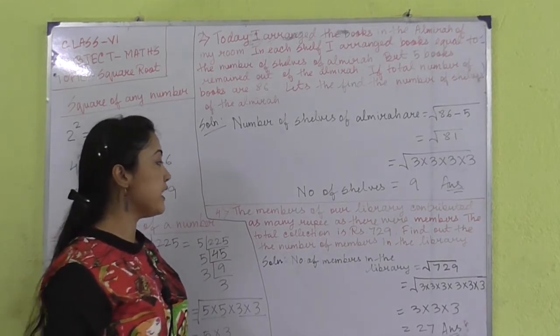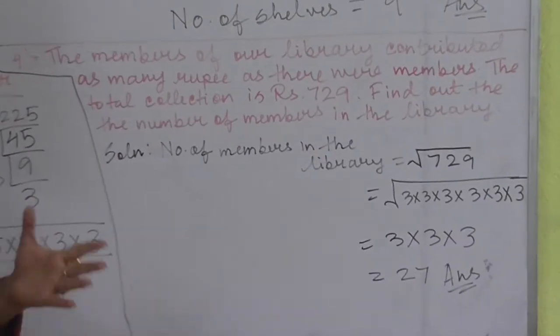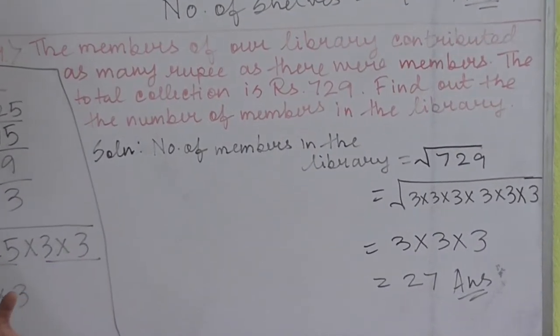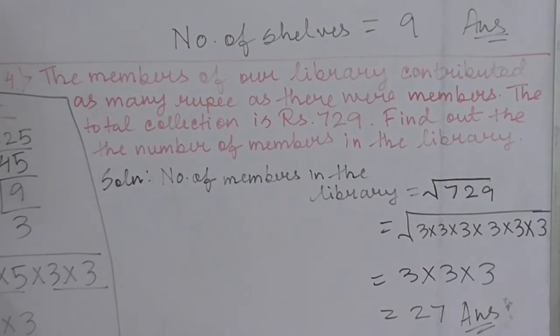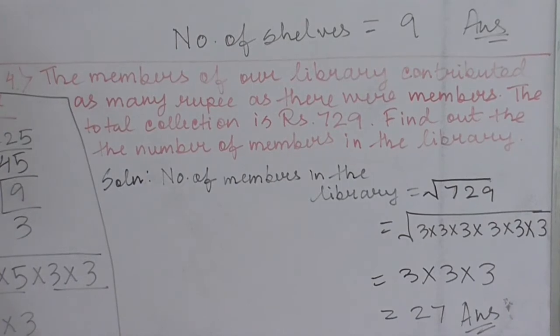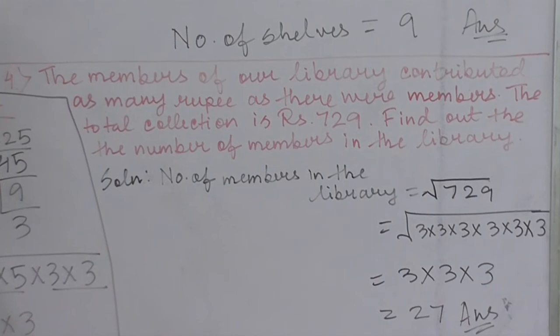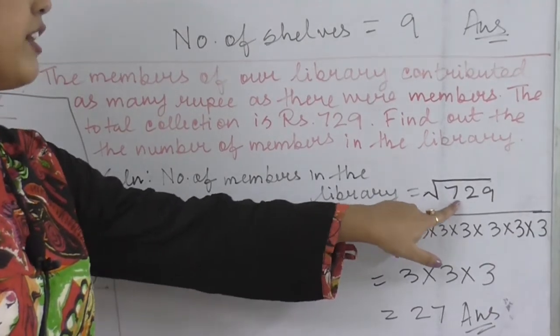So here you can see that the members have contributed an amount equal to the number of members in the library. So what is the total amount they have contributed? The total amount they have contributed is rupees 729. Now it has been told to find out the number of members in the library. In order to find that, what you have to do? You have to just take the square root of 729.